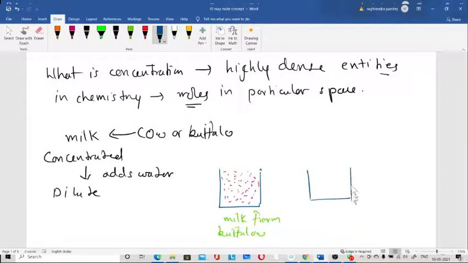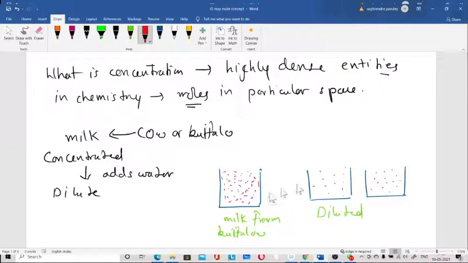So after dilution, okay, that is your diluted milk. The extra moles, basically the fat and protein in the milk, become less per unit when you add water. From one container he can make several containers by adding water to them. So that is your dilution basically.